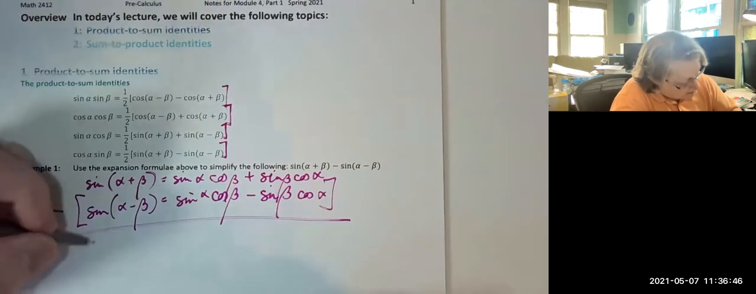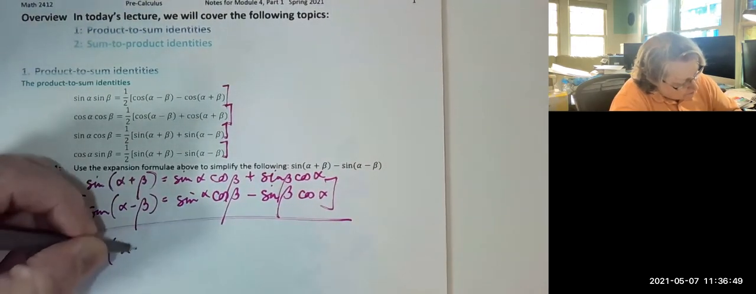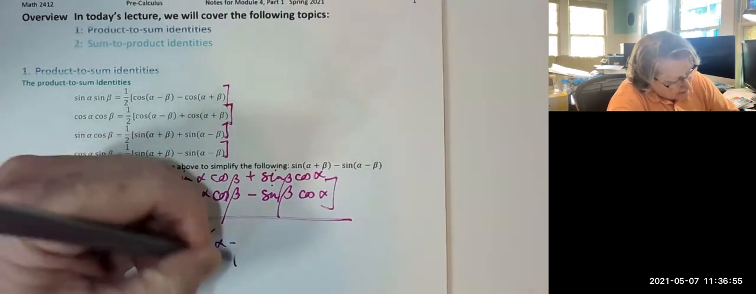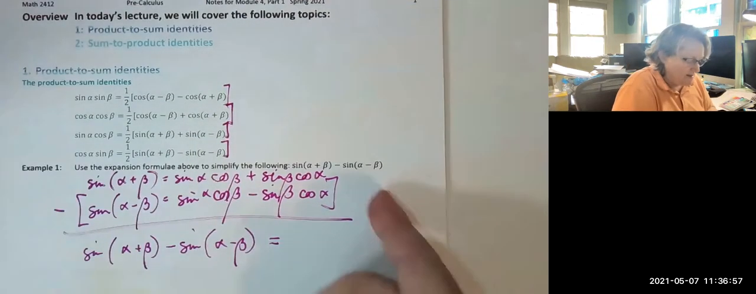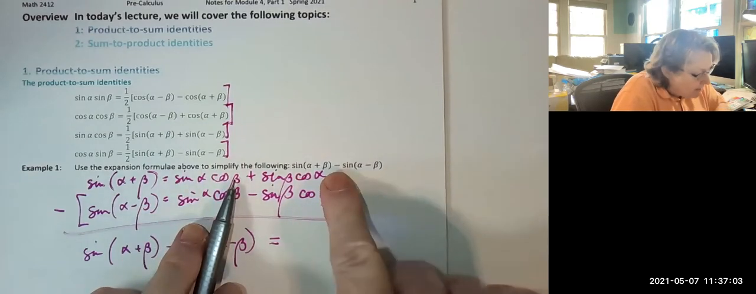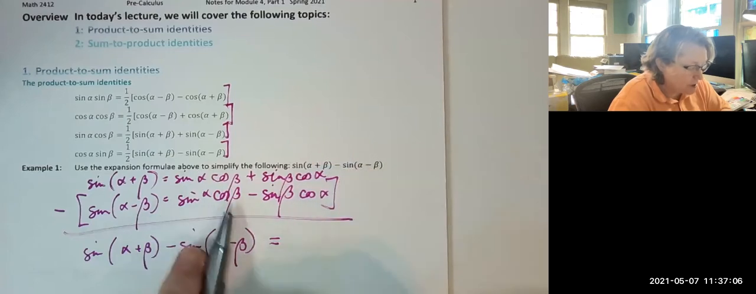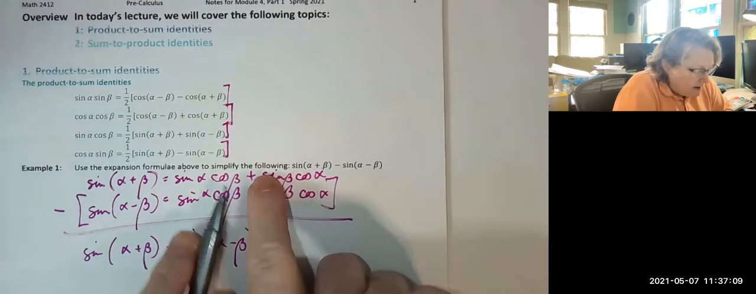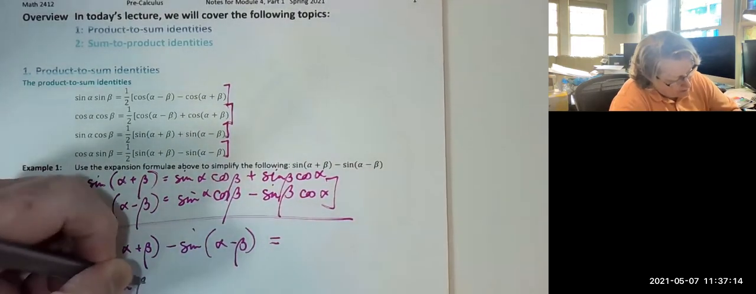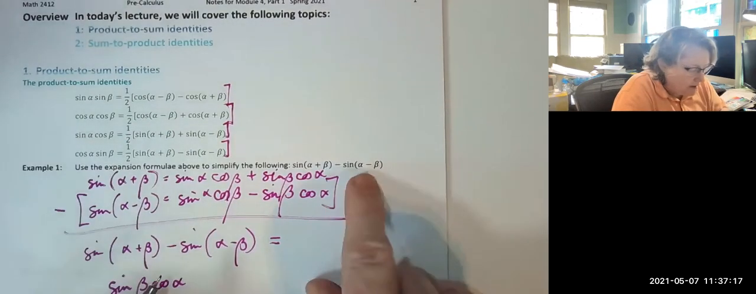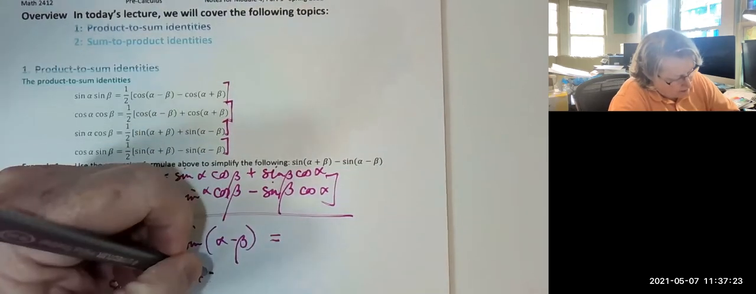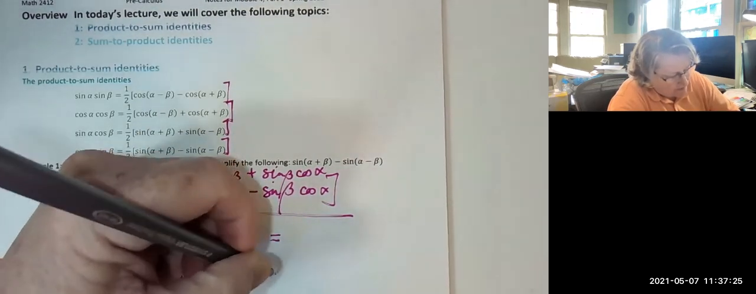So on the left-hand side, we have sine of alpha plus beta minus sine of alpha minus beta equals, and on the right-hand side, I have a sine alpha cosine beta minus sine alpha cosine beta. So those terms go away. I still have a sine beta cosine alpha, sine beta cosine alpha, and then minus a negative. So plus another sine beta cosine alpha.